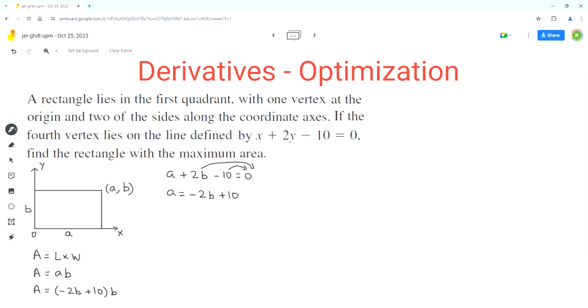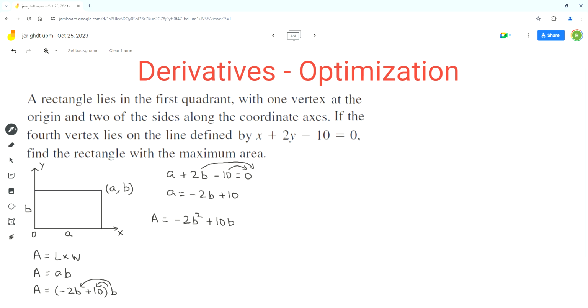Now we can distribute the B into the parentheses. So I get negative 2B squared plus 10B. So this is the area of the rectangle in terms of B. Now we can find the domain for this area function.